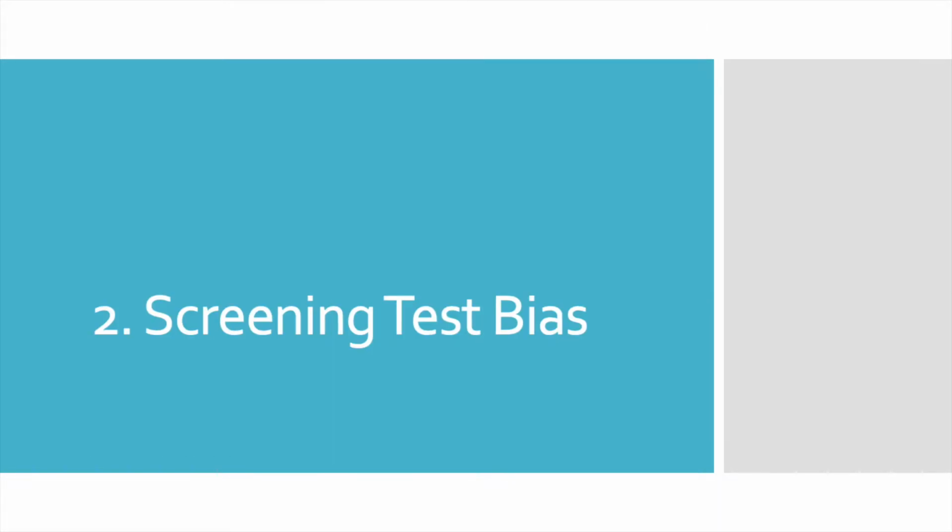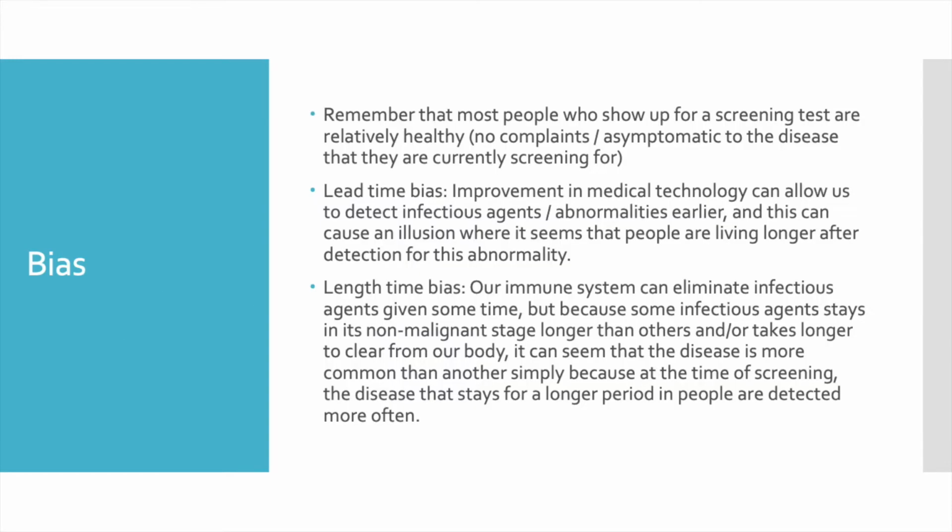And now we'll be talking about screening test bias. You have to remember that most people who show up for a screening test show up because they don't know if they have the disease and they are relatively healthy. So when we're screening for patients, we are dealing with a relatively healthy group of individuals. And they appear relatively healthy because they currently have no complaints and they're asymptomatic to the disease.